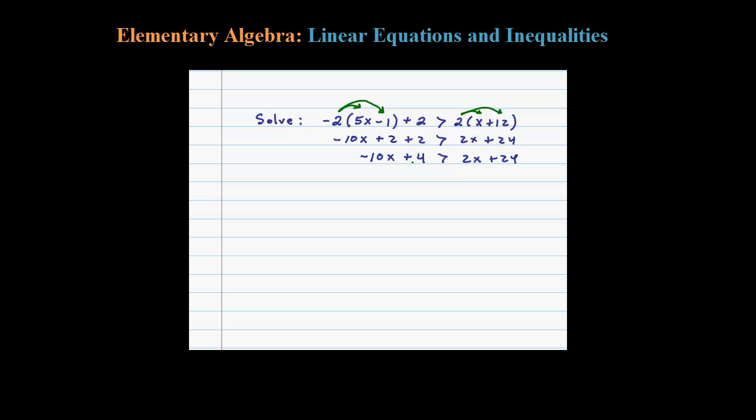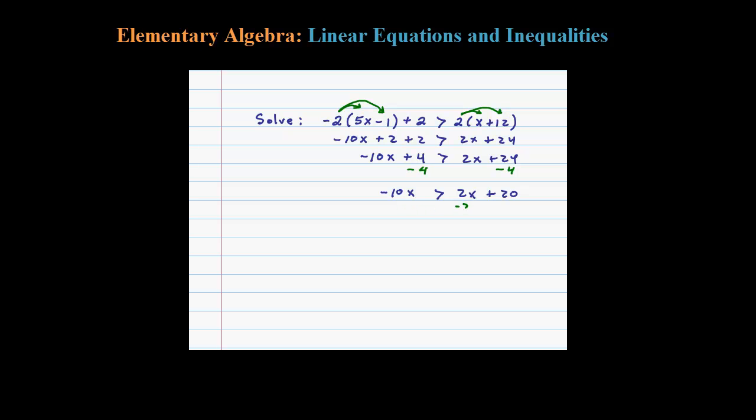Okay, now let's take care of the opposite side like terms. Let's get the number over there by subtracting 4 on both sides. Alright, so that leaves me with -10x is greater than 2x plus 20. 24 minus 4.